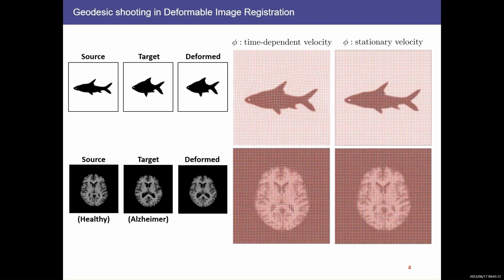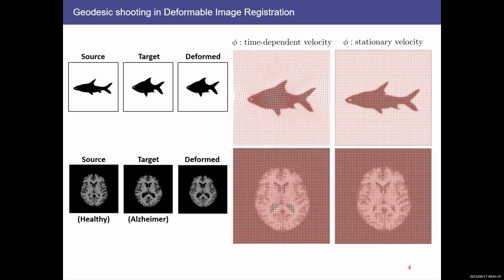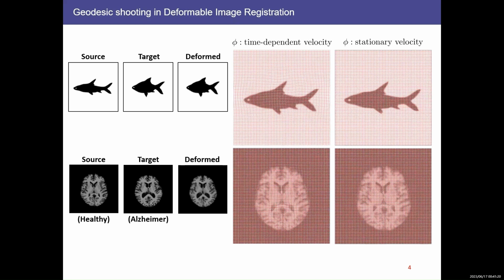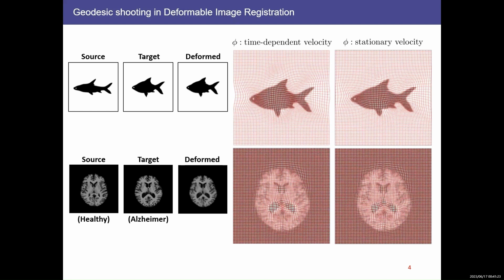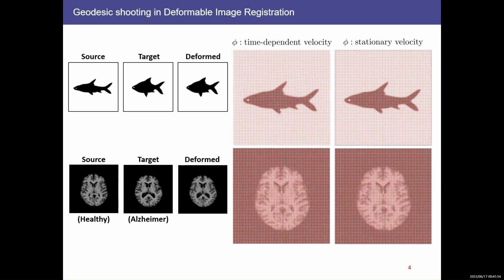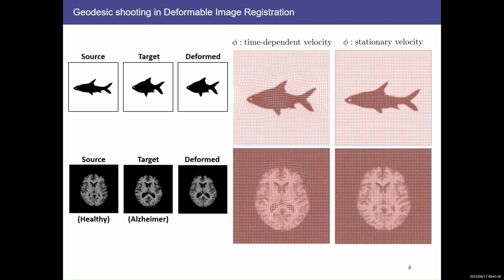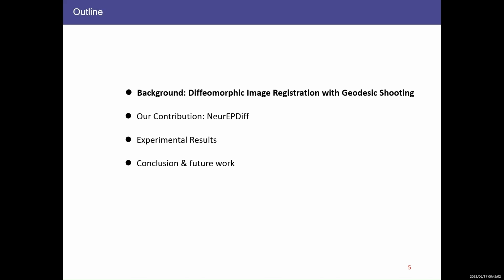Unfortunately, conventional methods suffer from expensive computational costs when performing geodesic shooting in high-dimensional image space. Moreover, currently few deep learning registration networks have been developed to learn the deformation process. So, to overcome these challenges, we proposed NeurEPDiff, the first deep learning network to learn the geodesics in deformation space and to understand the gradual deformation process with greater efficiency.